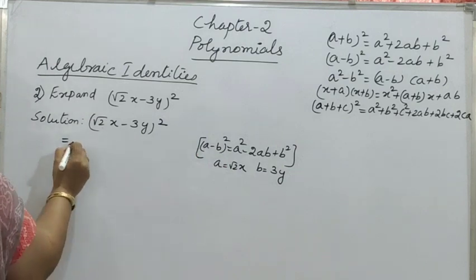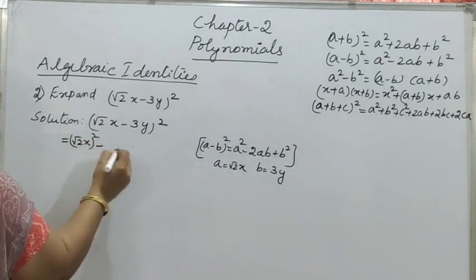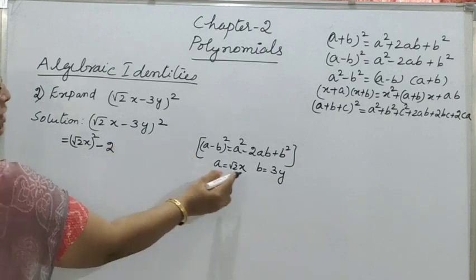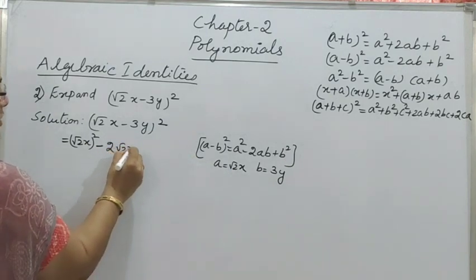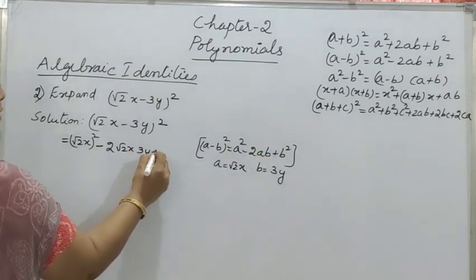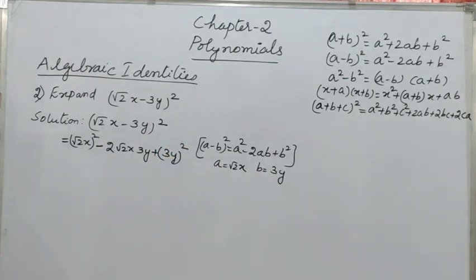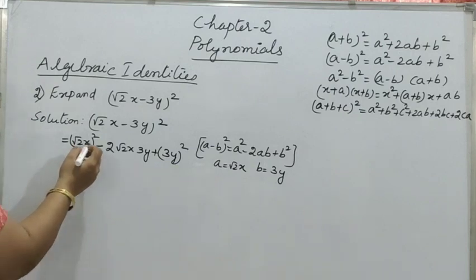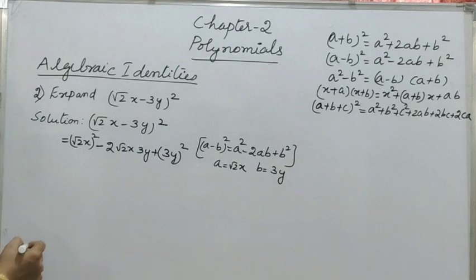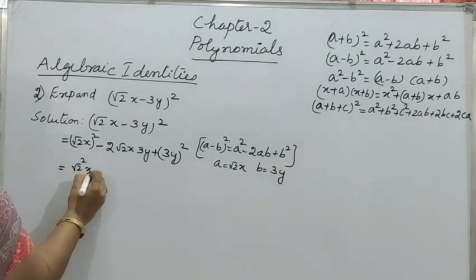It is a square. That means root 2x whole square minus 2 into, what is a? Root 2x. What is b? 3y. Then plus b square, plus 3y whole square. Right? So these are the terms expanded now. Now we have to apply the exponents rule. 2 should be distributed to root 2 as well as x. So this is equal to root 2 square into x square.